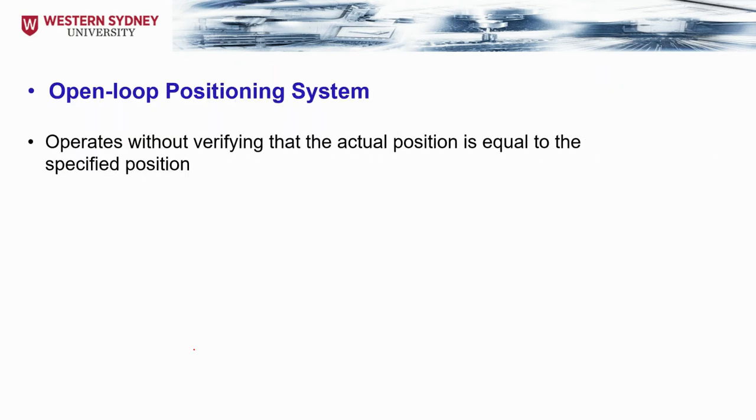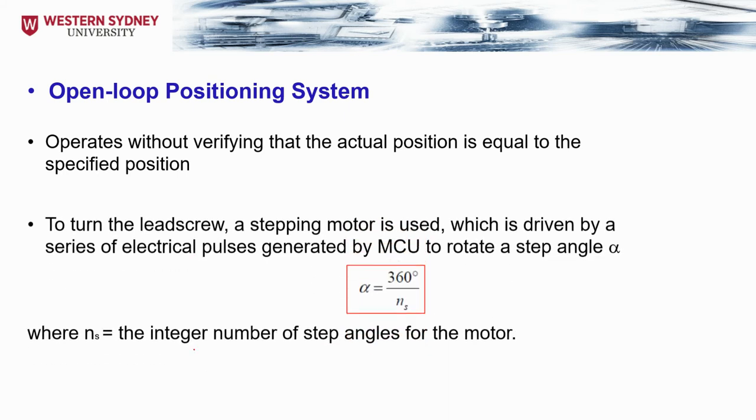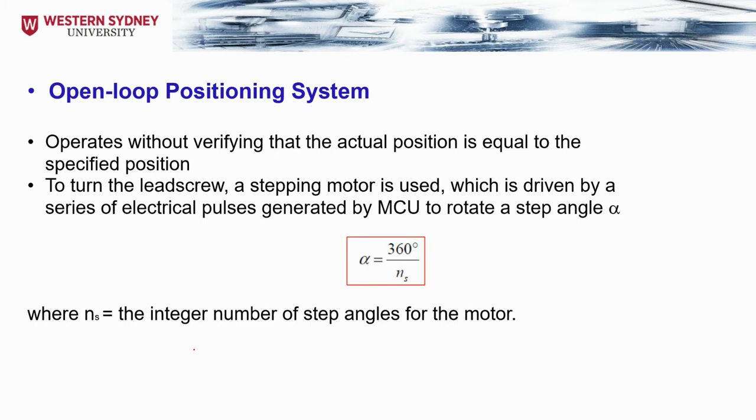Now, an open loop positioning system operates without verifying that the actual position is equal to the specified position. To turn the lead screw, a stepping motor is used, which is driven by a series of electrical pulses generated by the MCU to rotate the step angle alpha. Alpha angle is equal to 360 degrees divided by the number of steps we have for this motor. So if my step motor has, for example, 72 steps, that means I'm going to have 5 degrees between the steps.